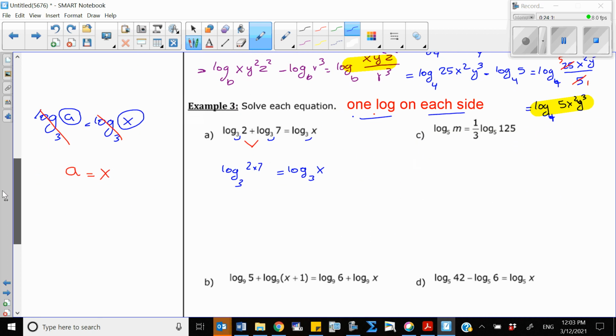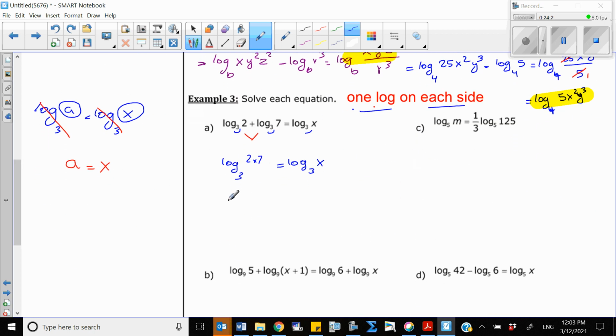Okay, so now let's go here. 2 times 7 is 14. So this will be log of 14 base 3 is equal to log of x base 3. Okay, now if I have two logs with the same base equal to each other, that means the arguments are equal to each other. So I can basically say I drop the logs and I have only 14 equal to x. And this is my answer. I solved for x. Now let's go to this problem.